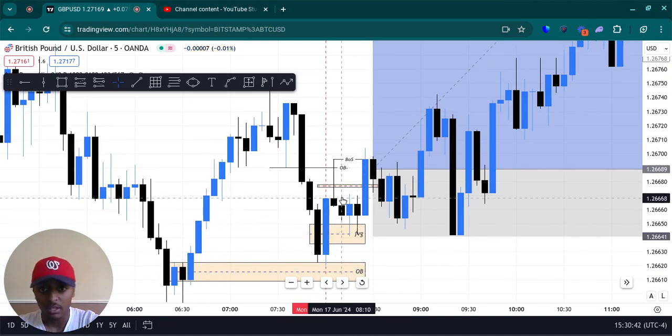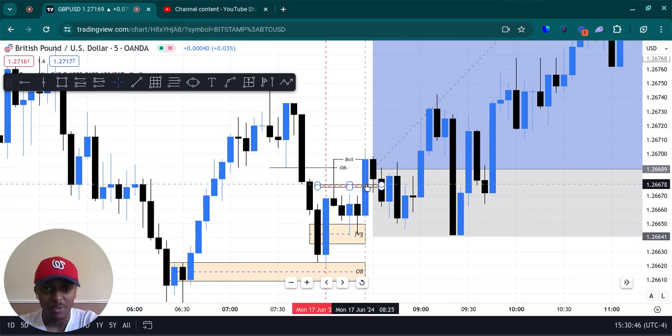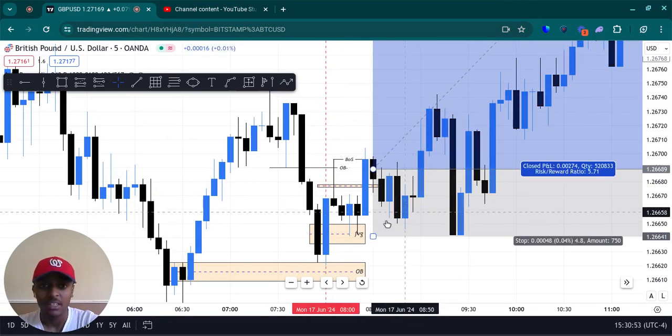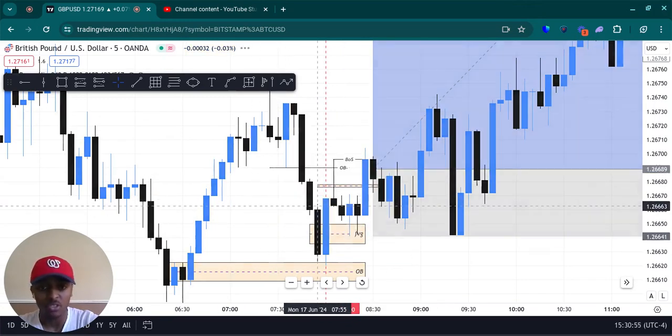So what are we saying? Here, we get a 5-minute break of structure right here, right? We get a 5-minute break of structure after giving a reaction off this order block, which is going to invalidate the order block, right? That's where we say, okay, we're almost good to go for an entry.